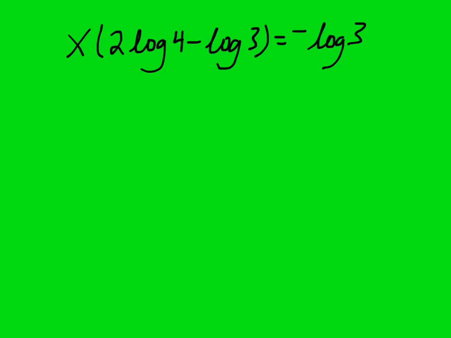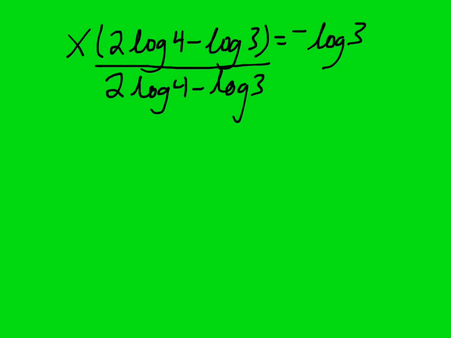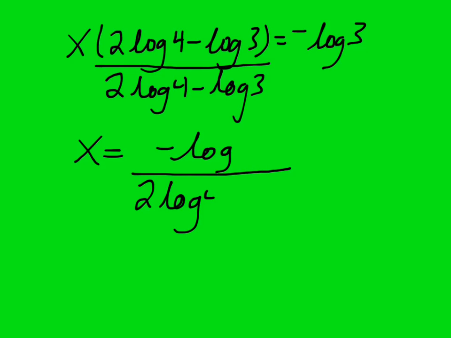What I can do now is divide both sides by 2 log 4 minus log 3. And that leaves me with x is equal to negative log 3, all divided by 2 log 4 minus log 3. I almost forgot my log 3 on top here. So x equals negative log 3 divided by 2 log 4 minus log 3.